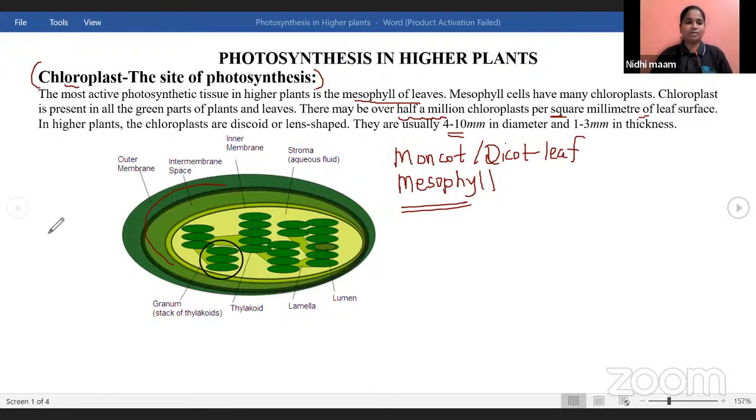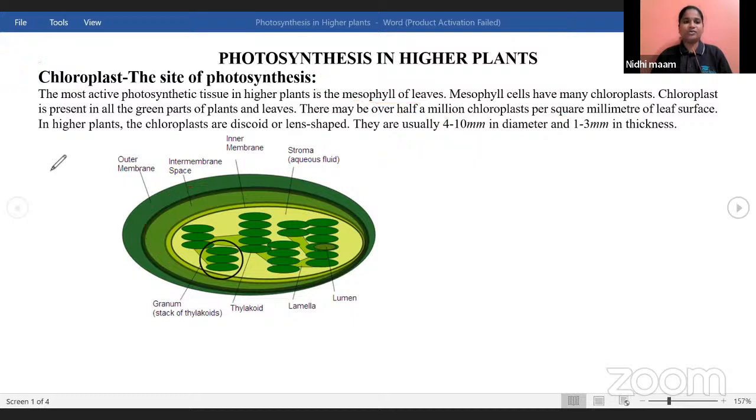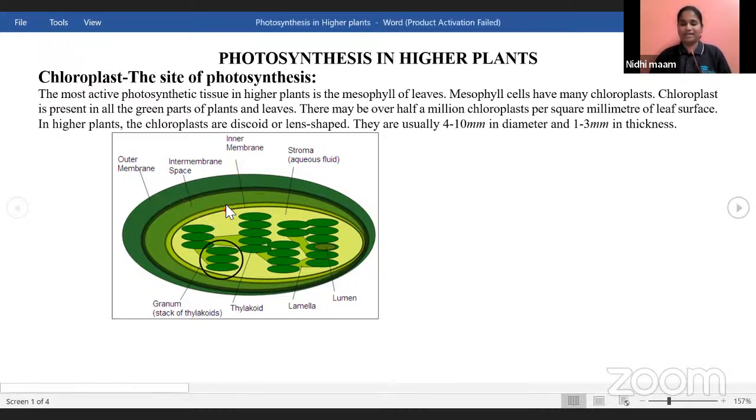When you see the diagram, you will understand, my dear boys and girls. Here you can see it is a membranous structure. Here we can see the outer membrane and here the inner membrane. Between the outer and inner membrane, a space is present which is called the intermembrane space. After the inner membrane, it has a fluid which is called stroma. It is aqueous in nature. Then you can see oval shaped structures here. Each oval shaped structure is called a thylakoid.